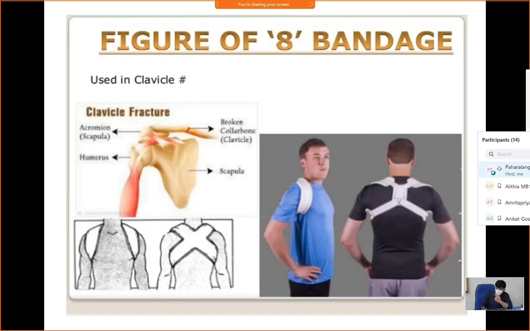Figure of 8 bandage. This is for clavicle fracture. Any fracture in the shaft of the clavicle or lateral end of the clavicle, we go for the figure of eight bandage. You can make it with gauze bandage and cotton, or there are readily available commercial figure of eight bandages. This is also called a clavicular brace. This is used in clavicle fracture.